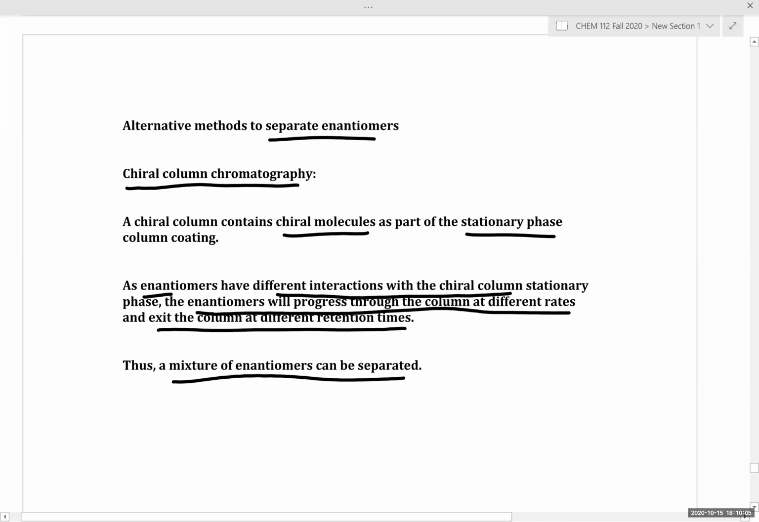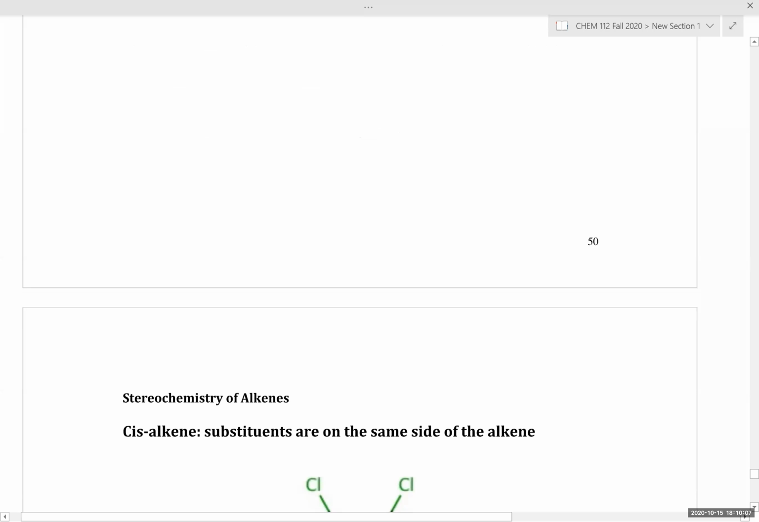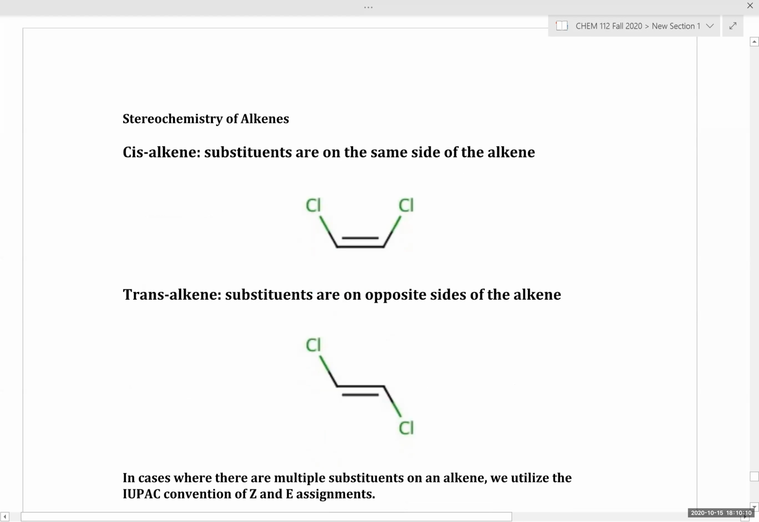Okay, so that's how we separate enantiomers. It's important to know practically. What we're next going to focus on is assigning the stereochemistry for alkenes. Just like our tetrahedral centers, alkenes can possess different shapes depending on the three-dimensional arrangement of our substituents. We can have different alkene stereoisomers. We have the cis alkene, where the substituents are on the same side of our alkene, and the trans alkene, where our substituents are on opposite sides.